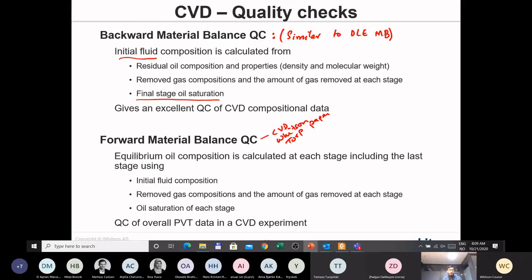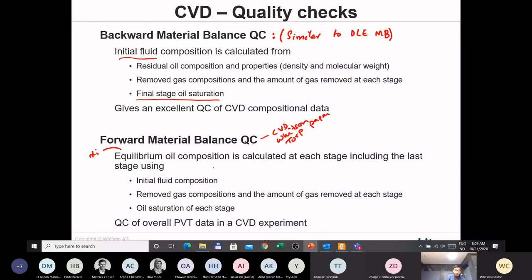And what's the difference between the forward and the backward material balance? In the forward material balance, we calculate the equilibrium oil composition, that's your xi, at each pressure stage, and we start from the initial fluid composition. That's why it's called forward. We start from the initial fluid composition and go towards the abandonment pressure, calculating the equilibrium oil composition at each pressure stage.